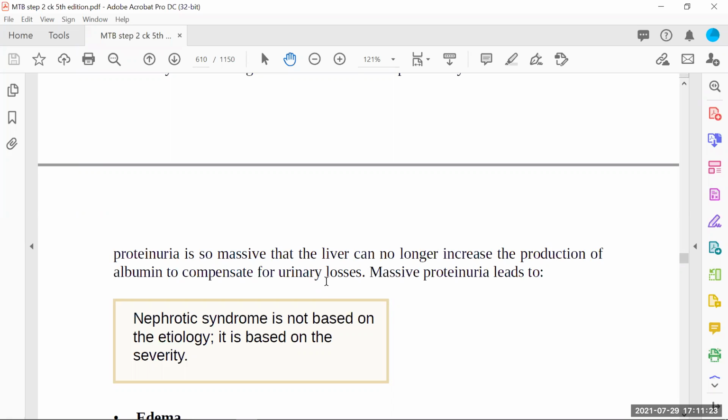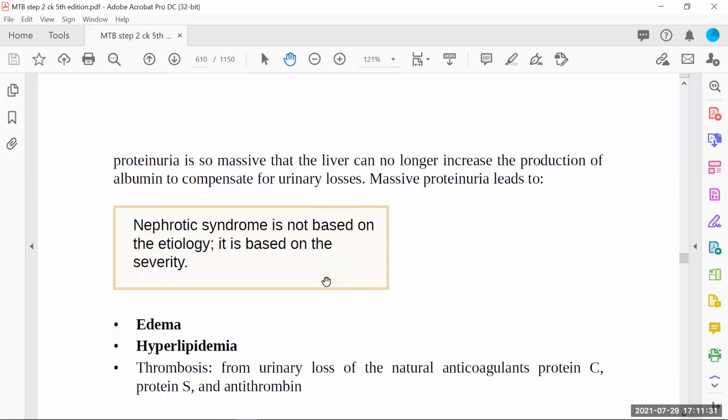So here the liver can no longer increase the production of albumin to compensate for urinary losses. Then massive proteinuria leads to, now what will happen? There will be too much edema, because the protein is not there in the body. The protein is the one which maintains the oncotic pressure, which captures the fluid, and which keeps the whole intracellular and extracellular compartment fluids in hand.